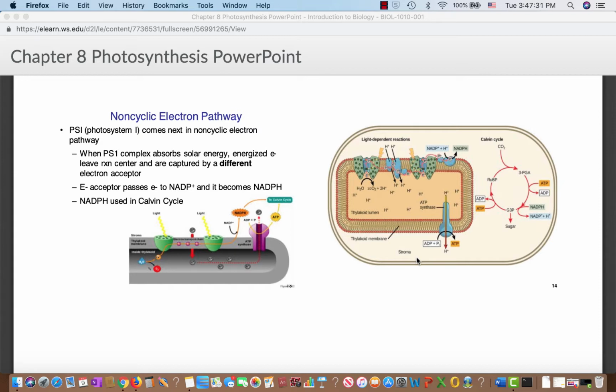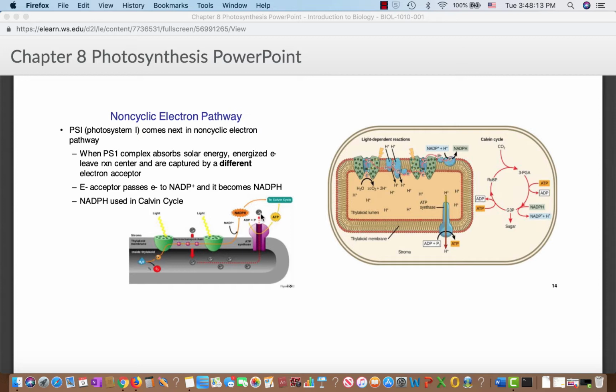Photosystem 1 comes next in the non-cyclic electron pathway, and it absorbs light energy via a different electron acceptor than photosystem 2, which we just talked about, and then it passes electrons to NADP, which becomes NADPH, and then that's used in the Calvin cycle. So, photosystem 2 comes first, then photosystem 1, and photosystem 1 is also the one that produces the NADPH, but they both produce ATP.